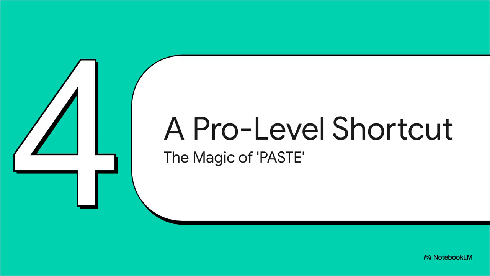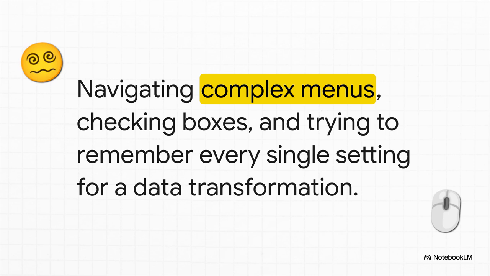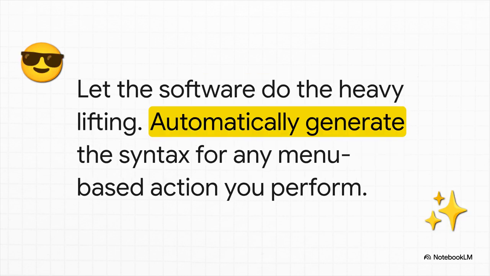Okay, right about now, you might be thinking, this is cool, but there's no way I'm going to memorize all of these commands. And the good news is, you absolutely do not have to. Let me show you a pro-level shortcut that changes everything. So here's the old way, right? You're digging through complex menus, trying to remember every single little setting you need for a specific transformation. It's just asking for trouble. But the pro way, you let the software write the code for you. Yeah, you heard me right. This is where the magic happens.